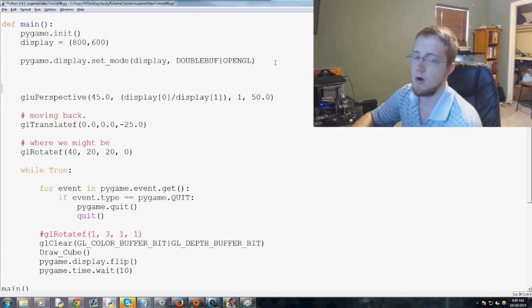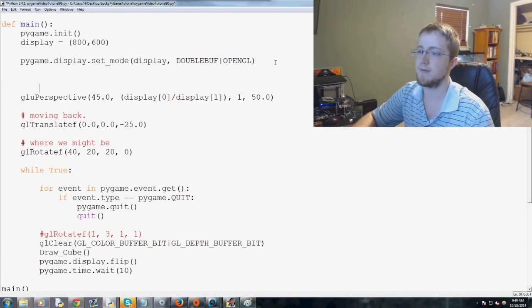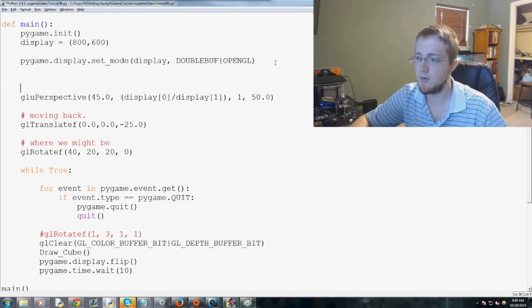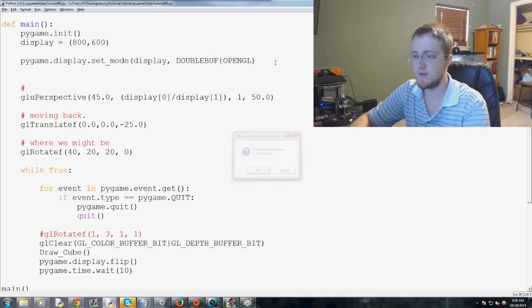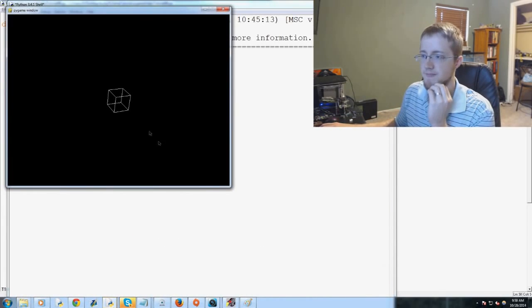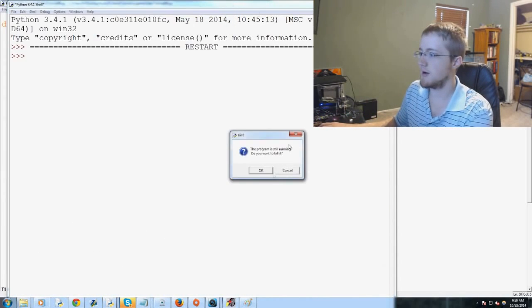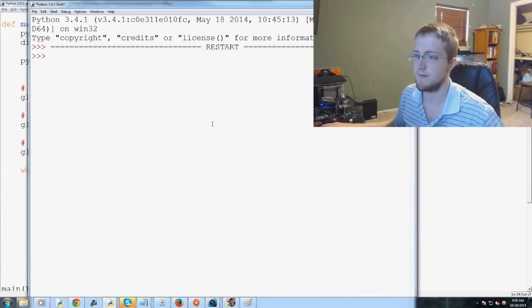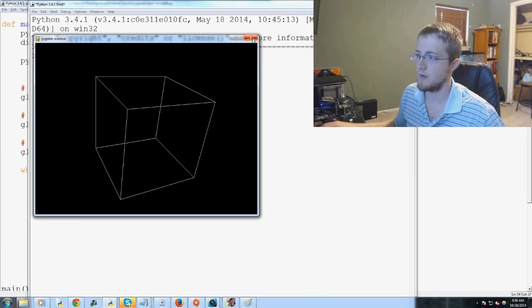And then we have gluPerspective. This one was basically where we are, but let's first visualize where we are. So there's our cube. Let's go ahead and bring the cube a little closer just so we can get a better feel for it. So let's do -5. Okay, so we're quite a bit closer to the cube. Kind of visualize where we are there.